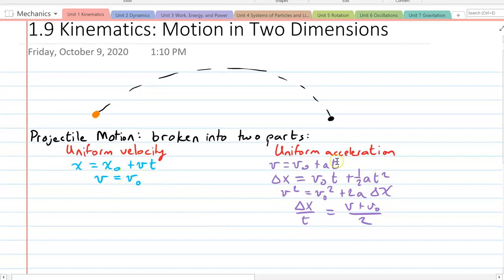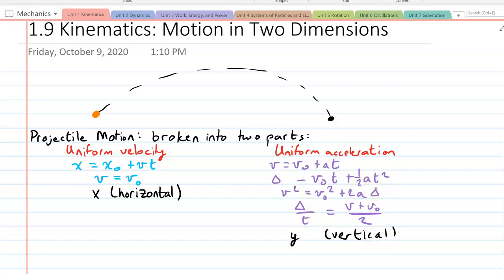2 parts, uniform velocity and uniform acceleration, and maybe you see where I'm trying to go with this. This is all about the x, or horizontal. This is all about the y, or vertical, right? So it's kind of broken down into 2 parts. In fact, let me just change all these to y's, because it'd probably be better to represent them as y since we're talking about vertical, right? And there's a y here.